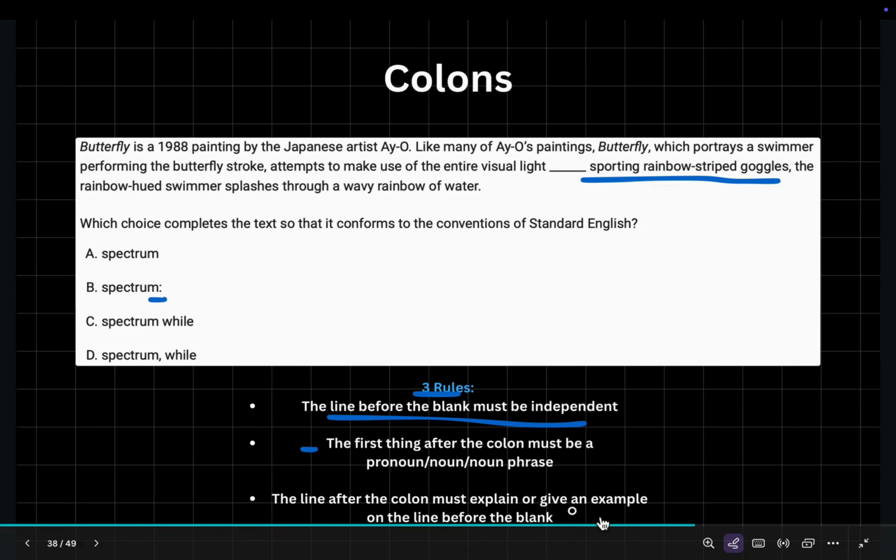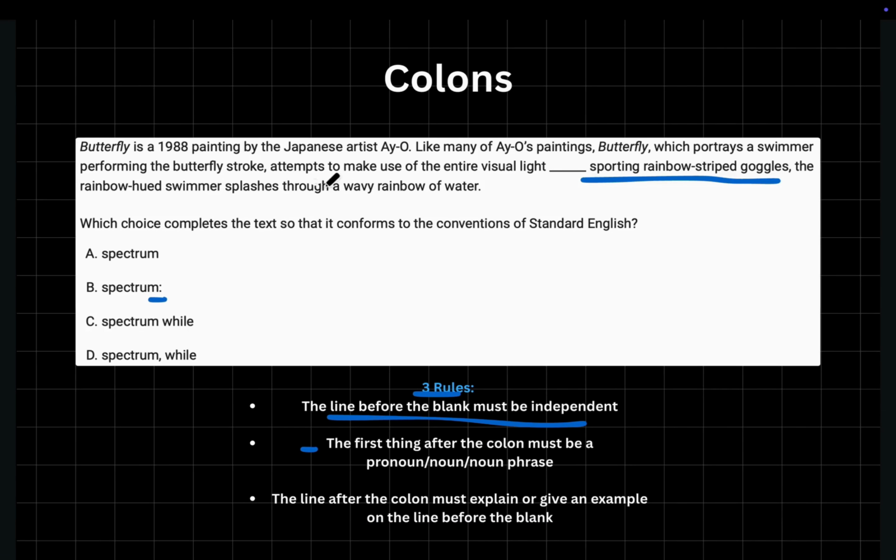Is the line after the colon explaining or giving an example in the line before the colon? So, the line before the colon says that it is attempting to make use of the entire visual light spectrum. And the line after the colon says, sporting rainbow striped goggles, the rainbow hued swimmer splashes through a wavy rainbow of water. So it keeps on saying how everything looks like a rainbow, and before the colon, it was saying it was attempting to make use of the entire visual light spectrum, which means that it was making use of all of its colors, just like a rainbow. So, yes, the line after the blank was explaining how it was making use of the entire visual light spectrum. So, since all the three rules are met, then we will pick the choice with the colon.